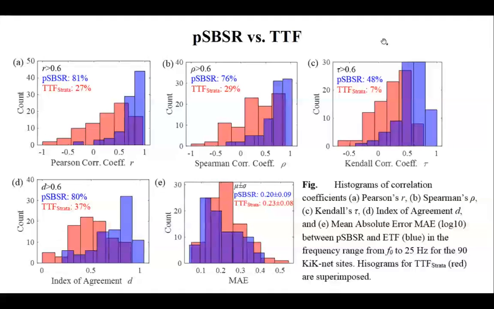These are the histograms of different goodness of fit measures. The blue one represents the results for corrected HVSR, namely PSBSR, whereas the red ones represent results for the theoretical transfer function from ground response analysis. No matter which goodness of fit metrics we use, it's very obvious that the corrected HVSR achieves a much better match with the empirical transfer function than the theoretical transfer function from ground response analysis.